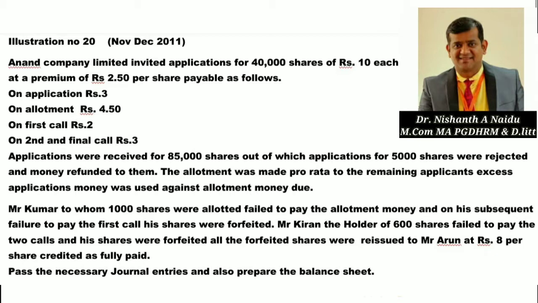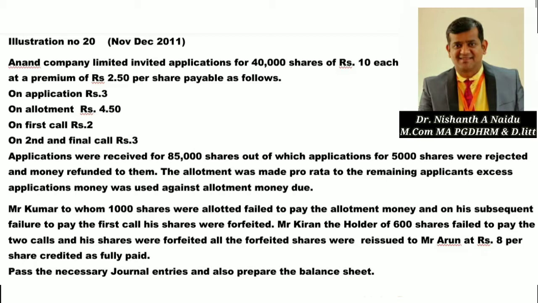Applications were received for 85,000 shares, out of which applications for 5,000 shares were rejected and money refunded to them. The allotment was made pro rata to the remaining applicants. Excess application money was used against allotment money due.